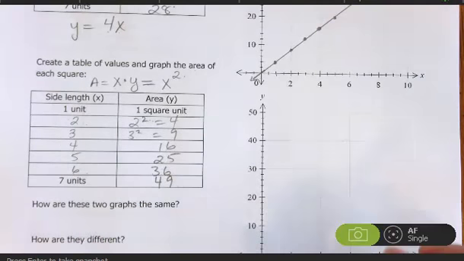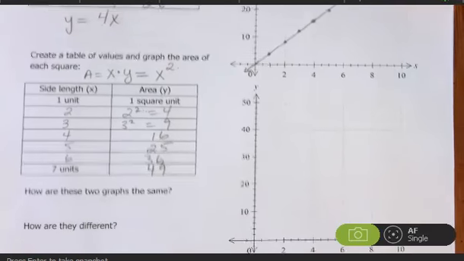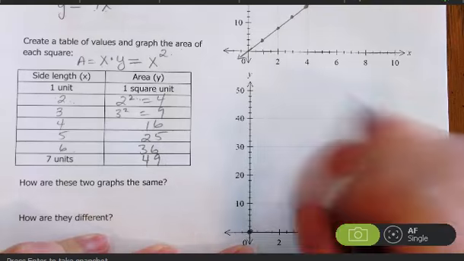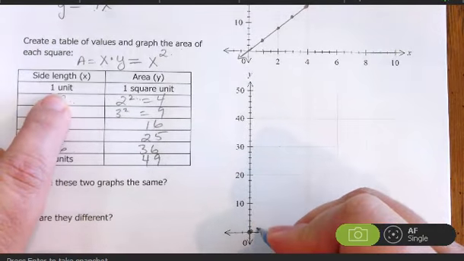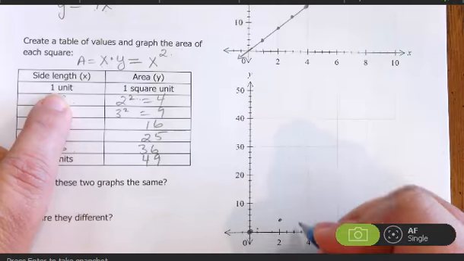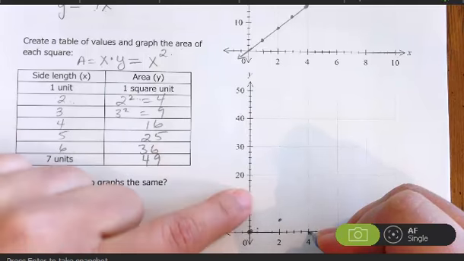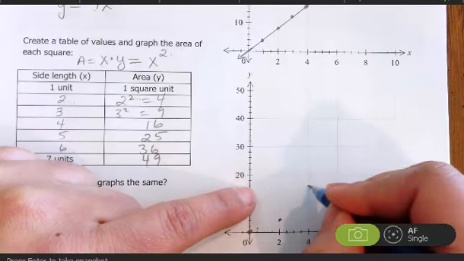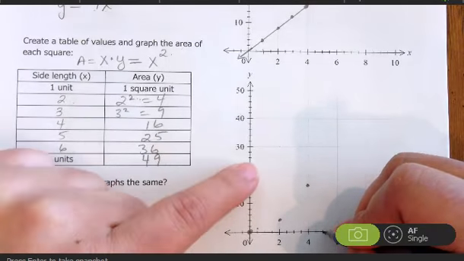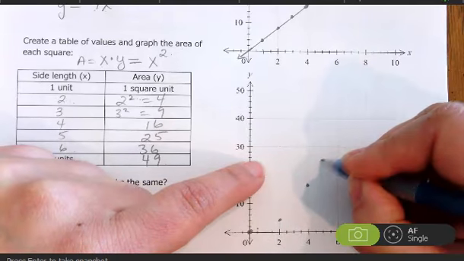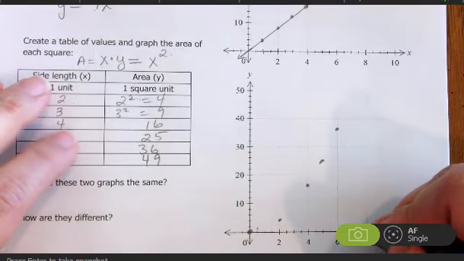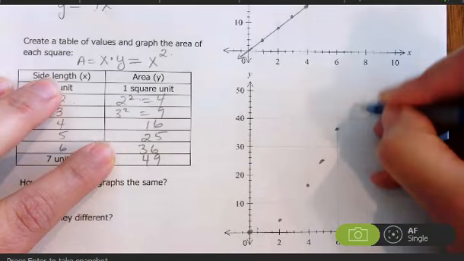and 49. All right, so now let's graph these points, and we're going to look at how it ends up. The first point I have is, well, if I don't have any length, I don't have an area. And for 1, I'm at 1. And that's right here, because my scale goes up by 2. 2 is going to be at 4. 4 is going to be all the way at 16. So that's up here. Just follow that. 5 is going to be at 25. So that's somewhere in between here. 6 is going to be 36. So that's right there. And 7 is going to be 49, so that is way up here.